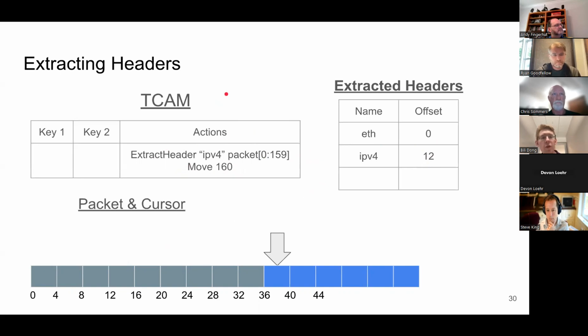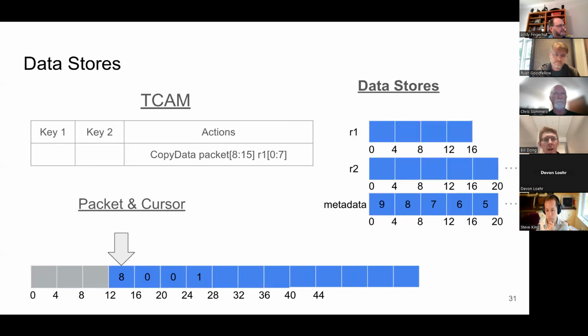The final major piece of the model that I want to talk about is that memory from our prior image. Before, I presented it as basically one contiguous blob, but really, we're modeling memory as a collection of what we call data stores. Data stores are basically a generalization of registers. They're fixed-size chunks of memory that can be read and written during parsing. The specification of which data stores exist is part of the hardware's configuration. So here, it looks like we've got 3 data stores named R1, R2, and metadata. R1 is 16 bits wide, R2 and metadata are 20 or maybe more bits wide.